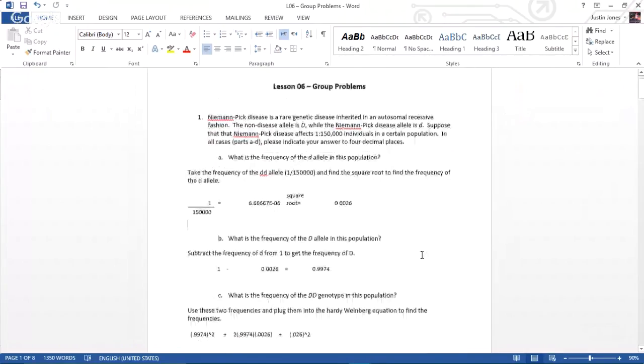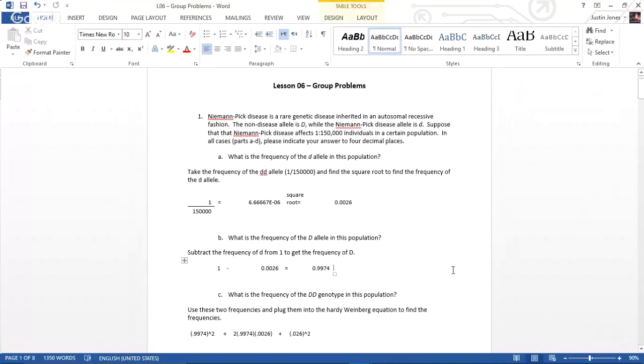And then for B, simple question: what's the frequency of the capital D allele? If we know that little d is 0.0026, then everything else has to be capital D. So 1 minus 0.0026 gives us 0.9974.